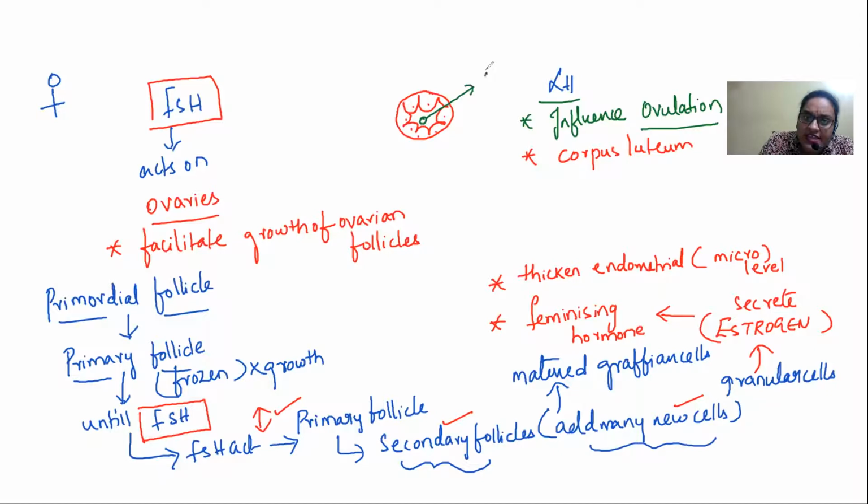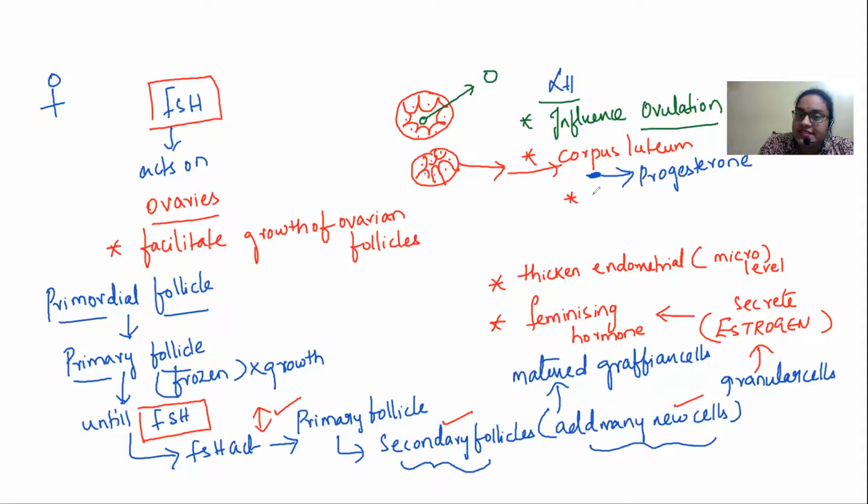The egg is going to be released out. And later, what is left over here? What is left is only the follicular cells. These follicular cells we are going to call the corpus luteum. Now the corpus luteum starts secreting a hormone, which is called progesterone. Now, what are the functions of this progesterone hormone?